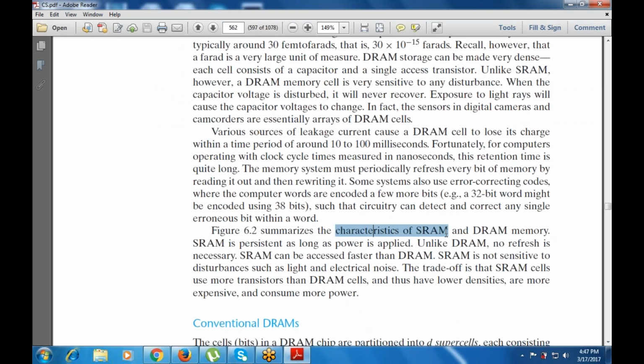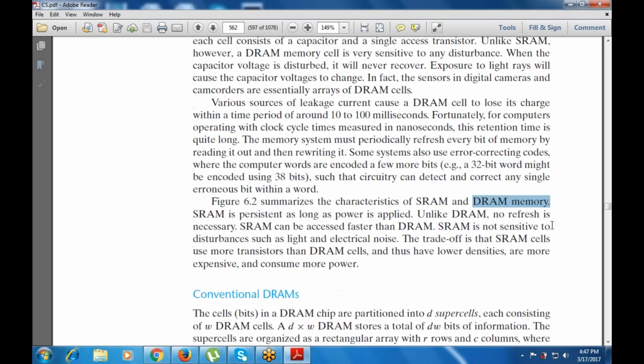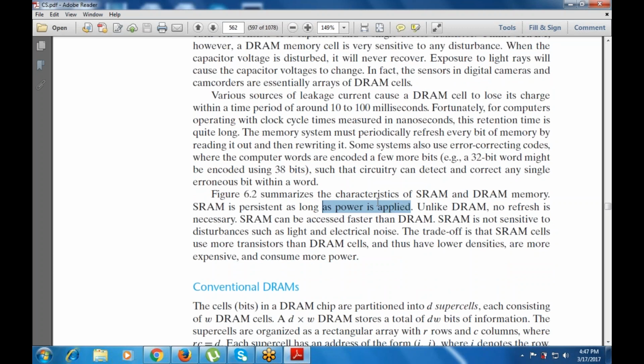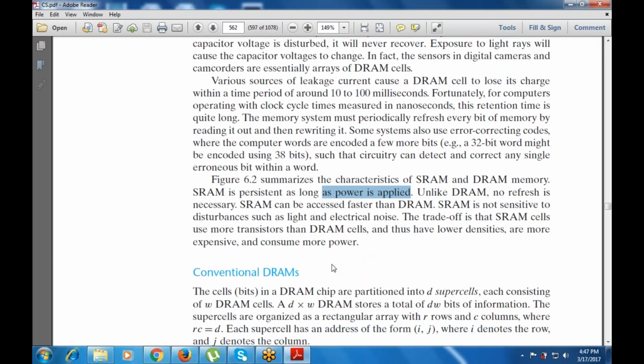Now this summarizes the characteristics of SRAM and DRAM memory. SRAM is persistent, that is, constant as long as the power is applied. That means it is volatile in nature. One of the main concepts here is volatile and non-volatile. Whenever we say volatile memory, the data remains constant while the power is supplied. There is no need for refresh, and on the other hand, static RAM can be accessed faster than dynamic RAM. It is not sensitive to disturbances such as light and electric noise.